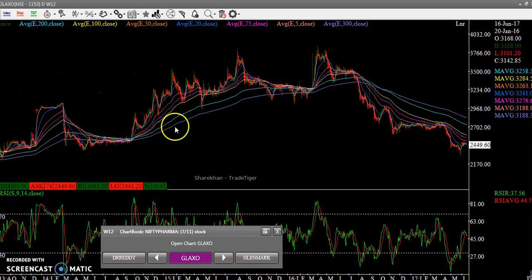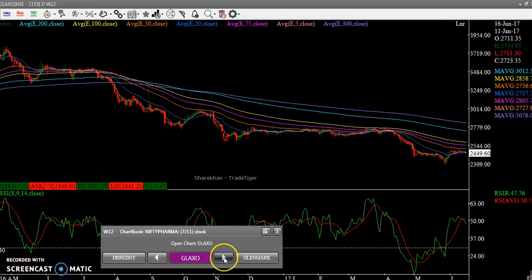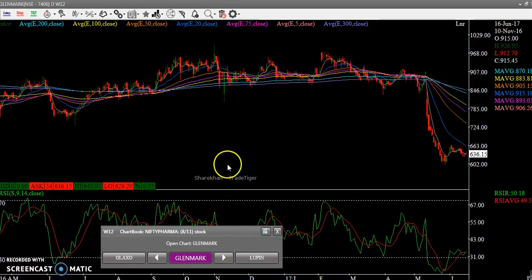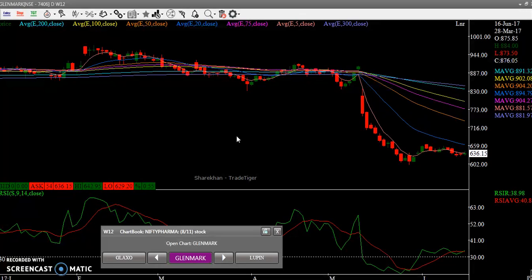Glaxo, same story, going down. So this is the reason why I'm quite bearish about the pharma sector and not so bullish, because I was at a certain point of time but not right now.